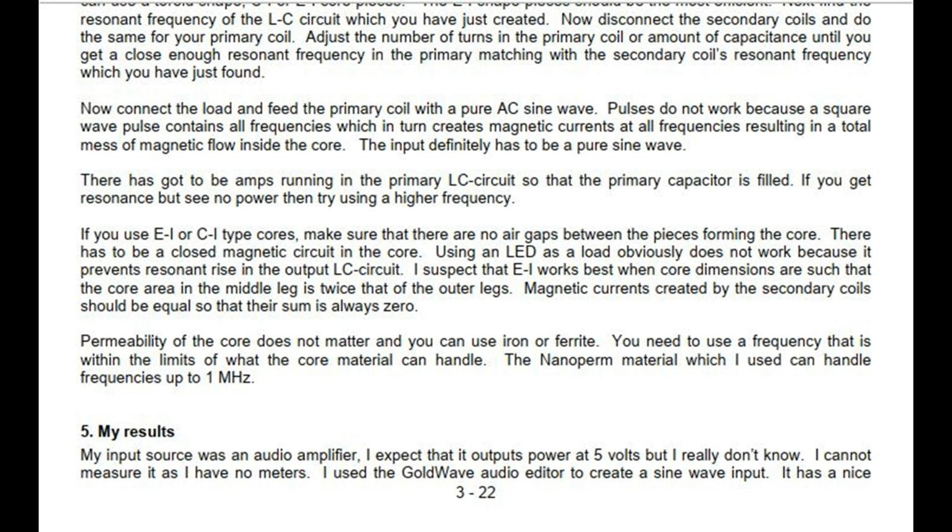Magnetic currents created by the secondary coils should be equal so that their sum is always zero. Permeability of the core does not matter, and you can use iron or ferrite. You need to use a frequency that is within the limits of what the core material can handle. The nanoperm material which I used can handle frequencies up to 1 MHz.